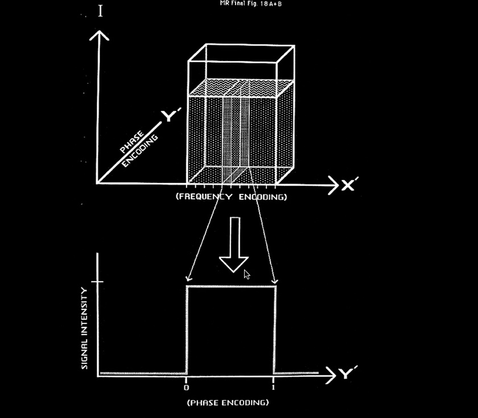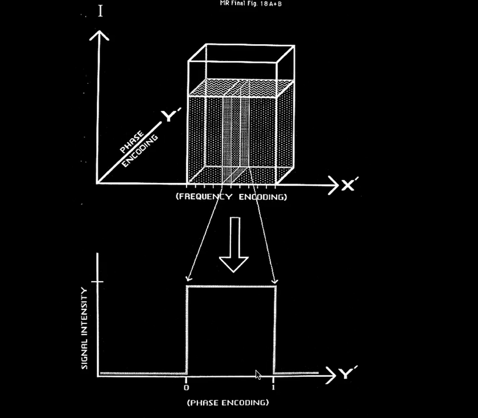So let me take that image, rotate it around, and let's just look at it here. All we're looking at is a profile through one slice along the y prime direction, the phase encoded direction. And we would do one of these for every pixel in the frequency encoded direction. So if we're doing a 256 by 256 matrix, then to generate an image, we would generate 256 of these projections in the y prime plane in order to be able to fill up the entire three-dimensional space.